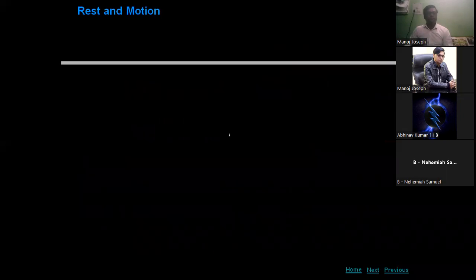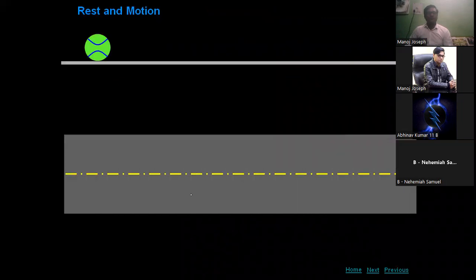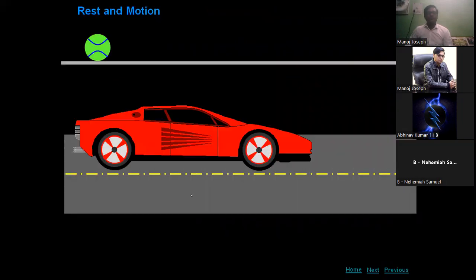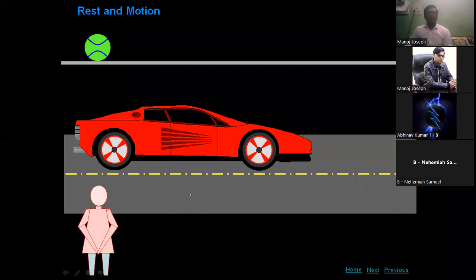Rest and motion. So it was a very basic concept to understand these next concepts. So rest and motion. An object is kept over a plane surface, or we can say along a straight line. So a ball, a car, and a person.